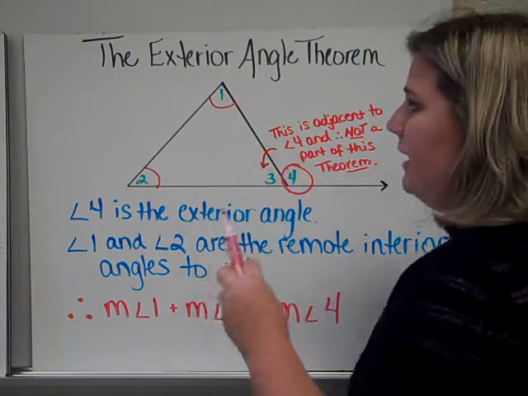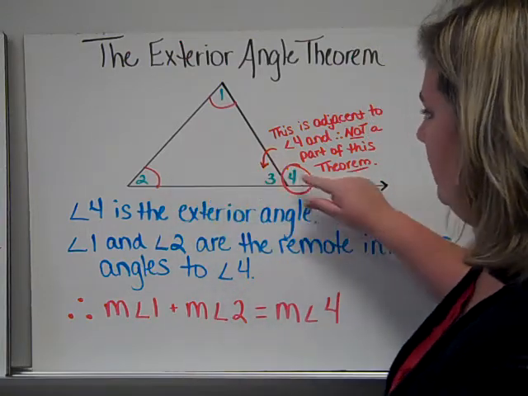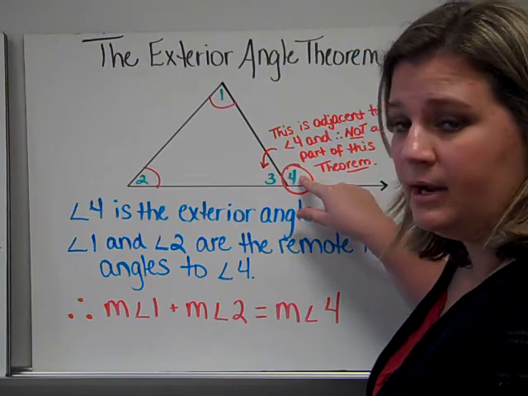So out of those three angles, if I know two of those measures, I can find the other one, because I know that these two add up to angle 4.